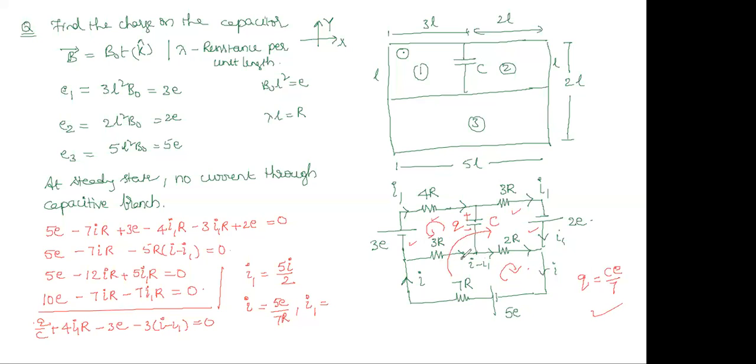So Q is equal to CE by 7, where E is equal to B naught L square. So C B naught L square by 7 is the charge.